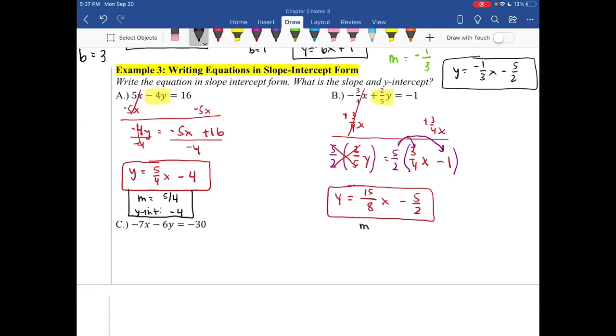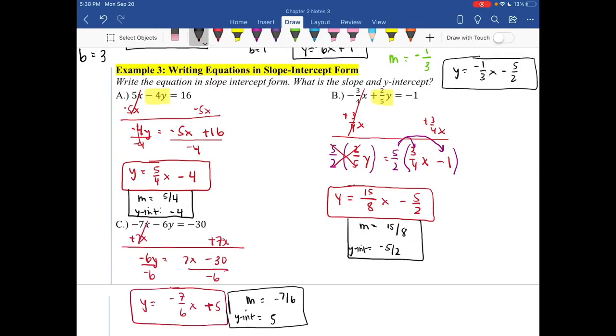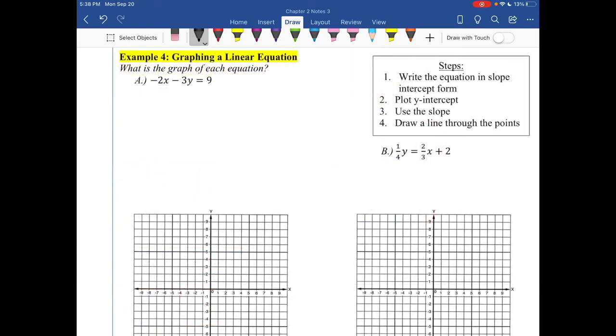Next, to identify the slope, that would be 15 over 8, and then to identify the y-intercept, that's going to be a -5/2. Go ahead and give C a try on your own. You should have gotten y equals -7 over 6x plus 5, meaning the slope is -7/6 and the y-intercept is +5. Now that we can write the equation in slope-intercept form, ready to learn how to graph equations.